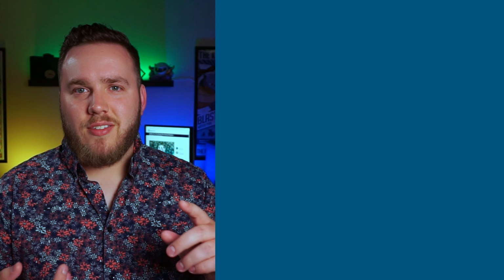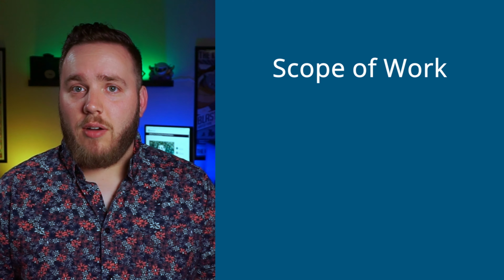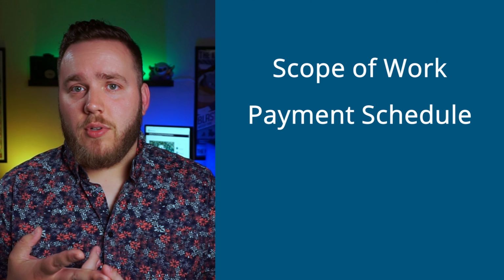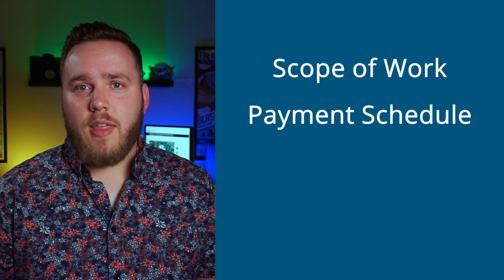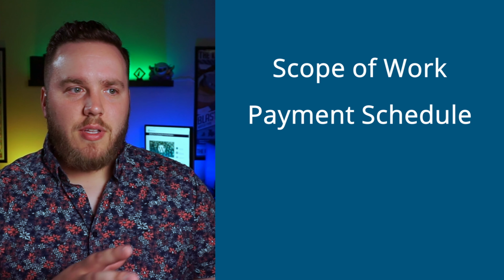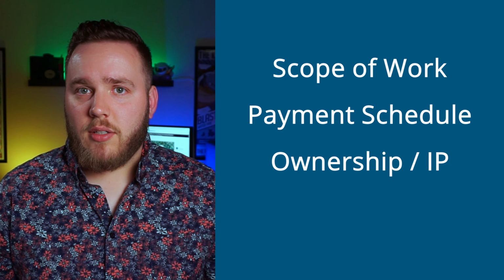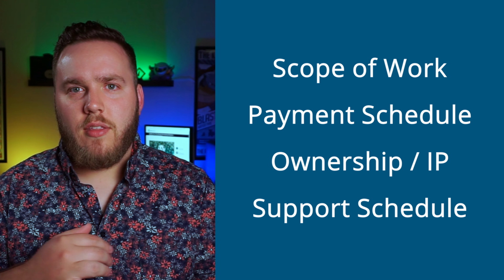The first part defines the scope of work, so that way you and the client know exactly what's covered. It covers the payment schedule, so you know when you're getting paid, and they know whether they need to pay up front, they pay based on progress, or if it's half up front and half when it's done. Those details are all worked out in the contract. Ownership of the project. Lastly, the support schedule.